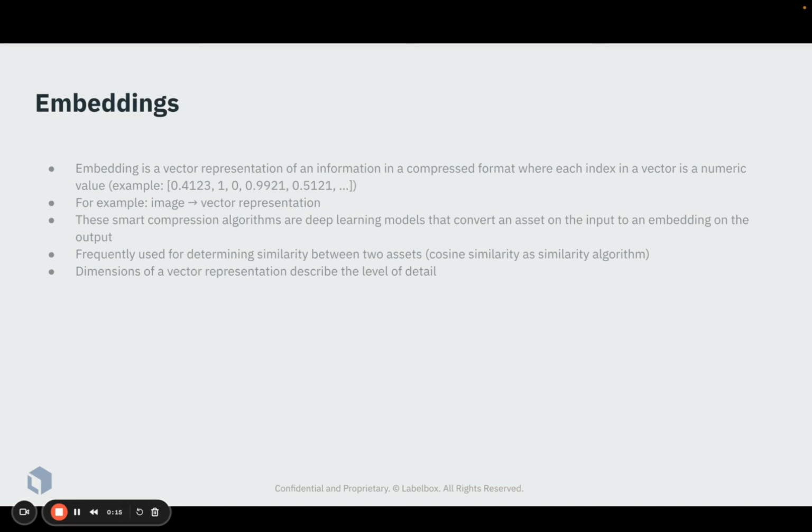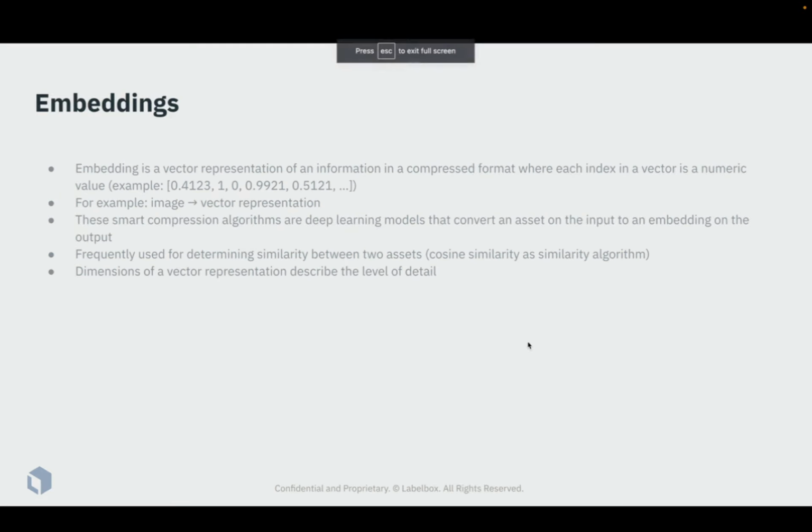Embeddings can then be used to determine similarity between two assets. For example, let's say we have an image with a cat on it and another image with a dog on it. Because those are separate entities, a cat and a dog, the similarity score between those two embeddings, between those two assets, would not be as high. And such similarity is actually computed by similarity algorithms, the most popular one being cosine similarity.